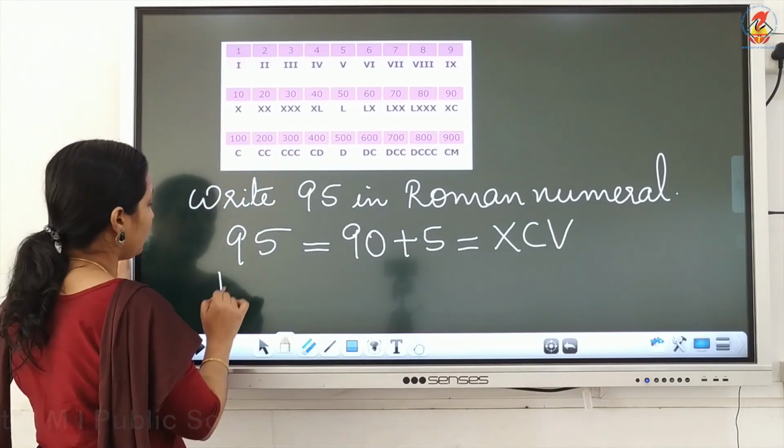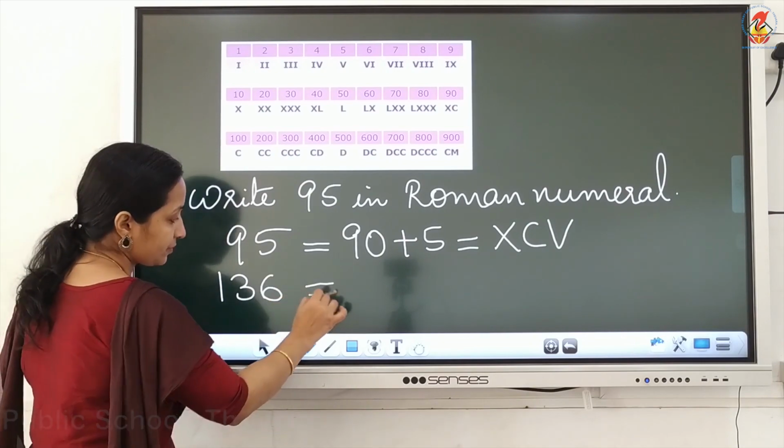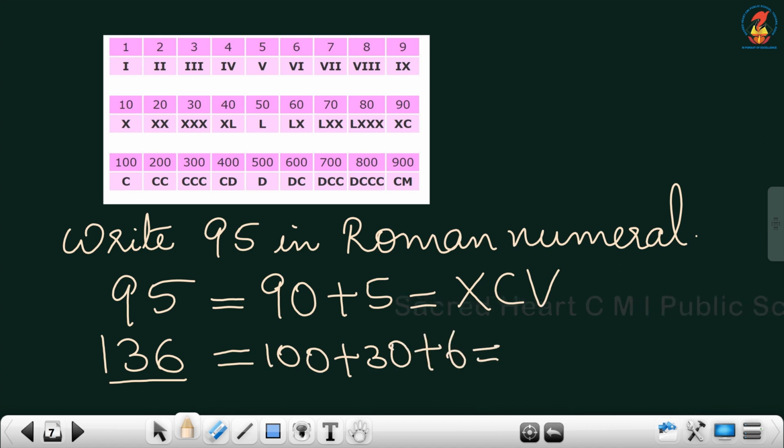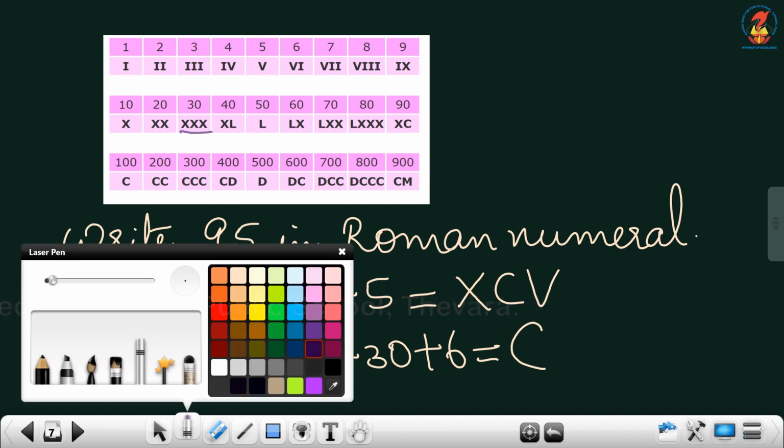Suppose you want to write 136. For writing the Roman numeral, just try to write the expanded form. We already learned the expanded form in the beginning of this lesson, is it? So what is the expanded form of this number? 1 is standing in the hundreds place. So 100 plus 30 plus 6. This is the expanded form of this particular number. And for writing the Roman numeral, how will we represent 100? 100 is C. How will we represent 30? 30 is XXX. Okay.